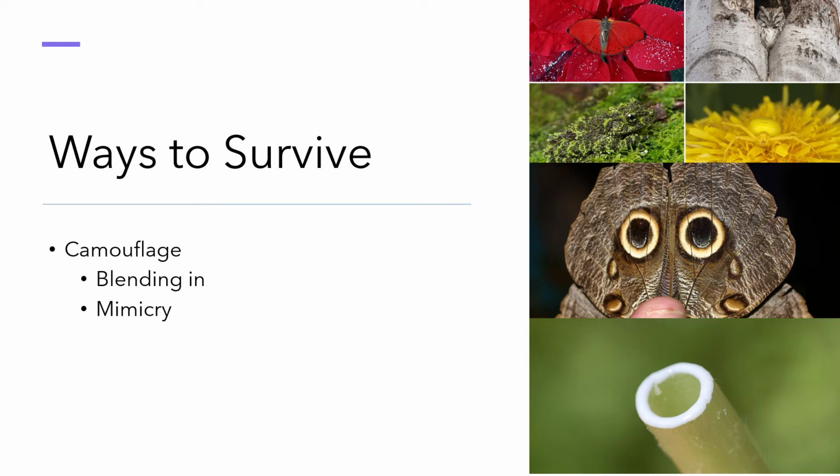Camouflage can be used to blend in. Okay, but camouflage can also be used to mimic things. Everyone has seen stick bugs before or leaf insects. Those things mimic other parts of the ecosystem around them, the plants around them, so that they don't get eaten.